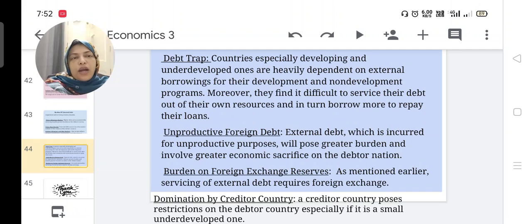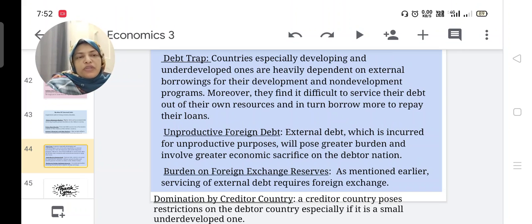Then unproductive foreign debt, that is external debt which is incurred for unproductive purposes, will pose a greater burden and involve greater economic sacrifice on the debtor nation. Burden on foreign exchange reserve. As mentioned earlier, servicing of external debt requires foreign exchange, so we have to pay too much money.